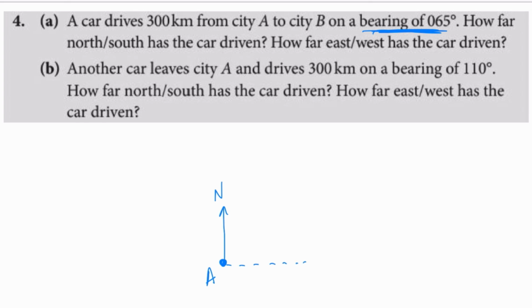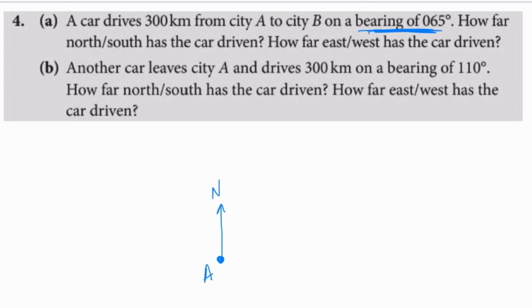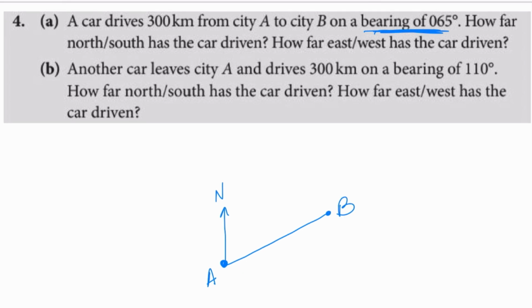90 would be somewhere out here, so I definitely want to be less than 90. And I'm going to do an estimate. So I'm going to draw this out to city B. And this is going to be 65 degrees, because remember, it's always from north. And that means that I've traveled 300 kilometers.